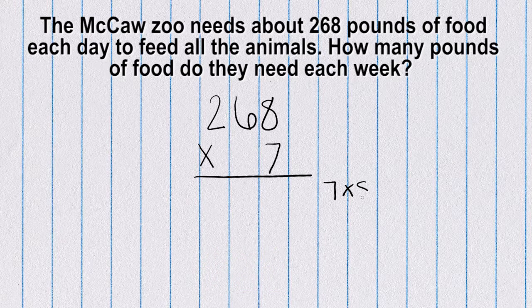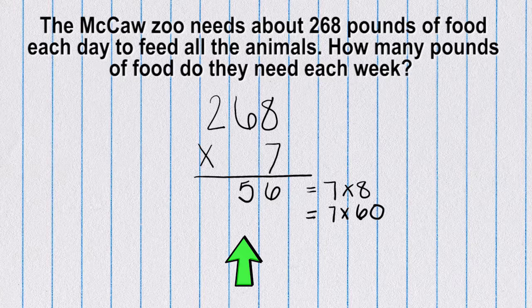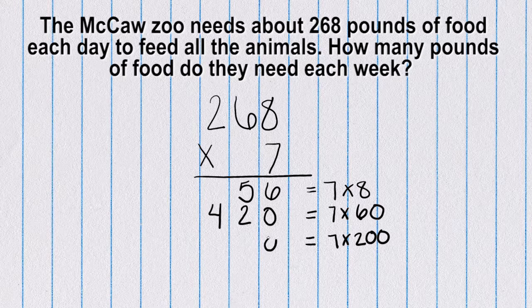Start by multiplying 7 times 8 for a product of 56. As we solve the equation, we will write the multiplication equation out to the side. Next, we will solve 7 times 60. Keep in mind that the digit 6 is in the tens place, so its value is not 6, but 60, or 6 tens. 7 times 60 is 420. Next, we will multiply 7 times 200 for 1,400. Again, writing our equation out to the side.